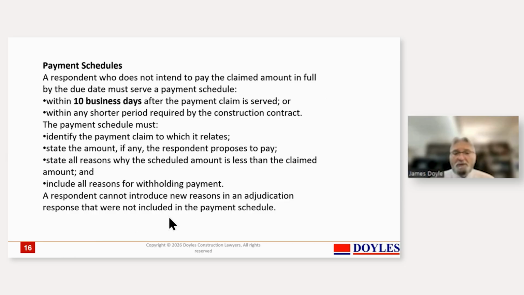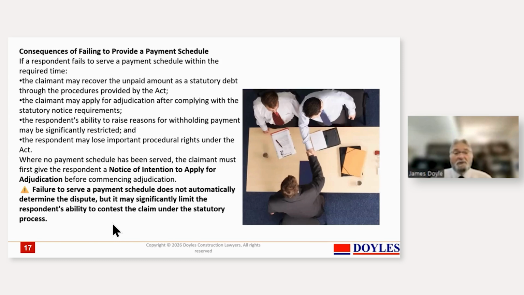The consequences of failing to provide a payment schedule. You've got to be careful about this because you might be running a job and you might have agreed with a couple of likely lads that they should be on an ABN, and they're a bit of a contractor, so that's okay. And they work hard sometimes and they do good work sometimes. And if they put in a claim, as more and more people are doing, under the Act, then you'll have to make sure that your payment schedule goes out in the right time, in the right form, with the right reason. Because if you fail to put the payment schedule out, then the claimant can recover the unpaid amount as a statutory debt through the procedures in the Act.